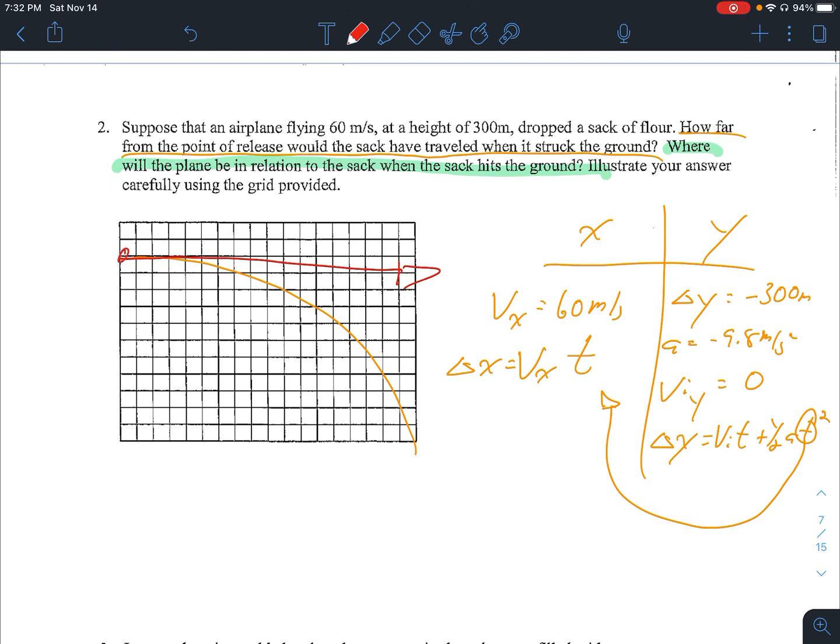So if they both started in the same position here, you would have your plane, P for plane, F for flour. They're always going to be above and below each other. So plane, flour, plane, flour. They'd be moving horizontally at the same rate. Now, it's a little bit different in reality.